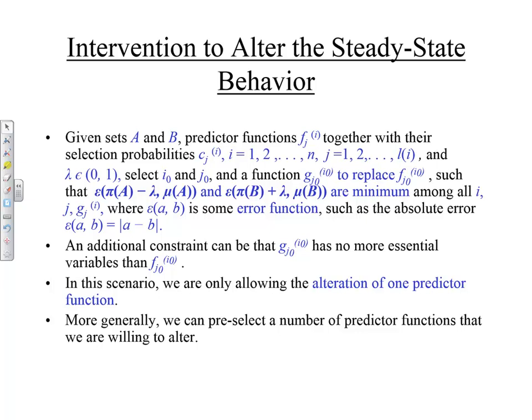So here we are allowing only the alteration of one predictor function. More generally, you could pre-select a number of predictor functions that we are willing to alter, but then the number of cases will be a lot more. So here it's 256 times 5.